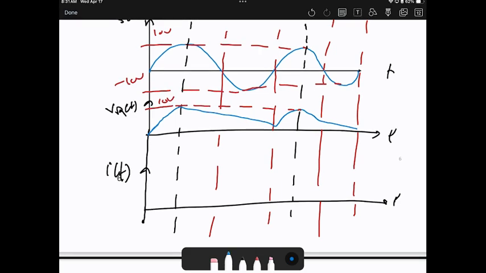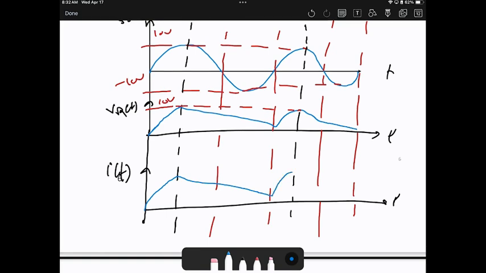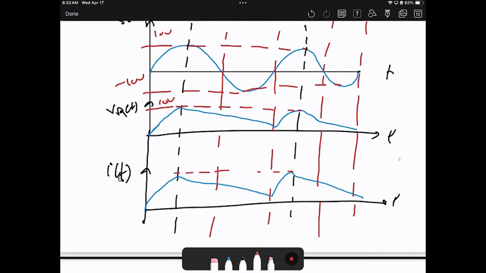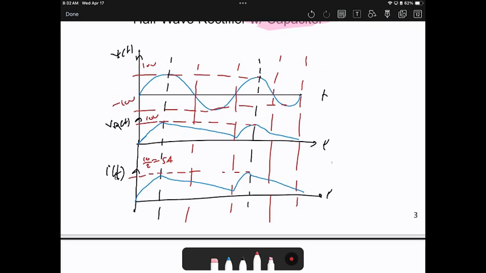How about the currents? The current will be the same waveform, but a different peak, of course, because you can apply Ohm's law. So here is the peak: 10 over 2 will be 5 amperes, because R is equal to 2. So when you look at this graph, you will realize that the waveform is better. Is it DC? Not really, but it's better than the first one, right? Is this correct? So what should I do to improve it?